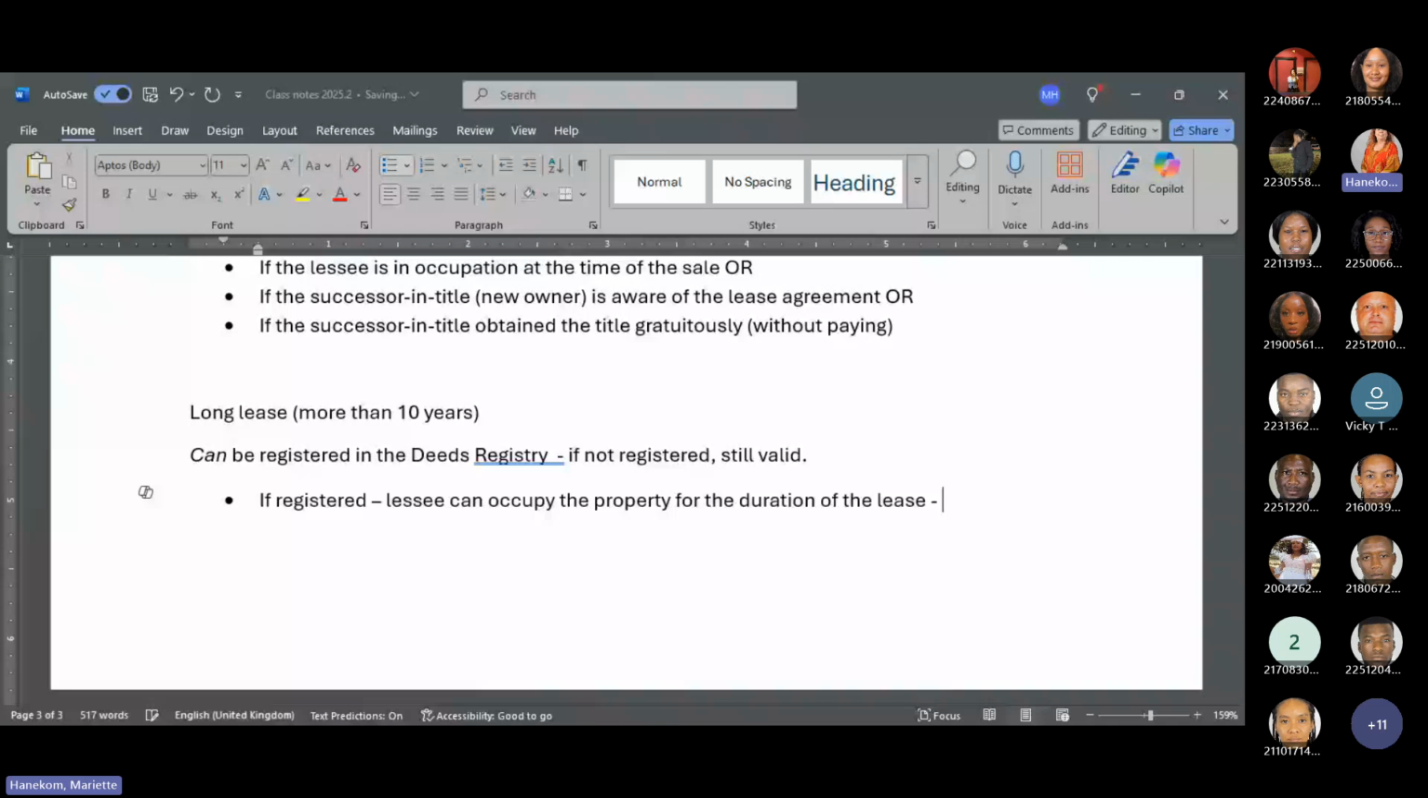And this applies whether or not the lessee is in occupation of the property. So even if she isn't actively living there or using it to farm, as long as she's paying her rent, the new owner, the successor in title, remains bound to the lease agreement.